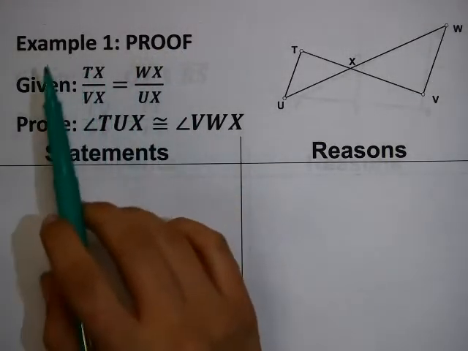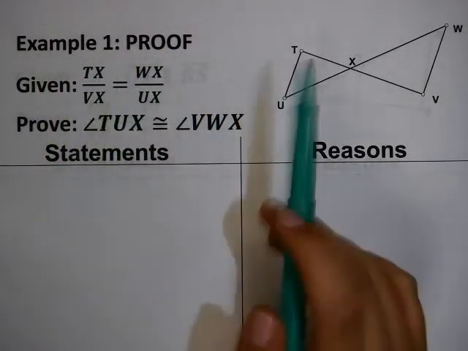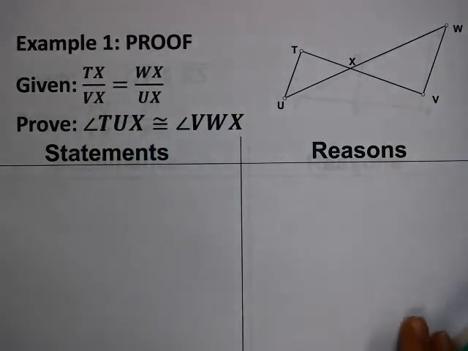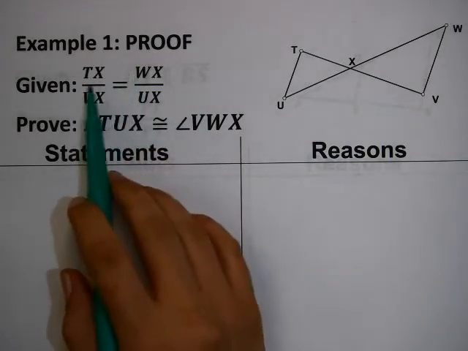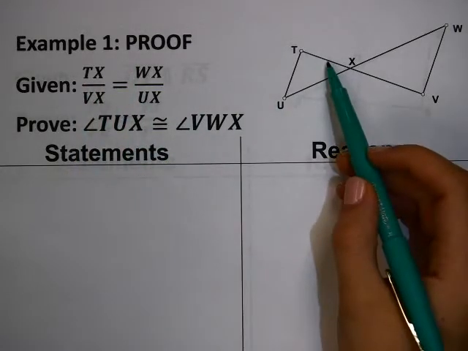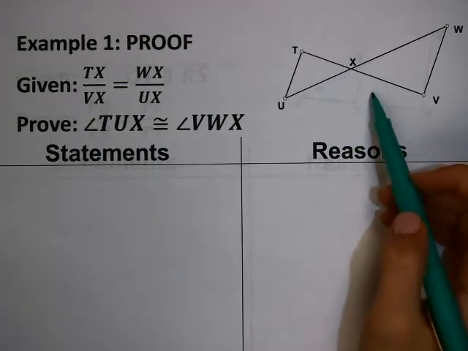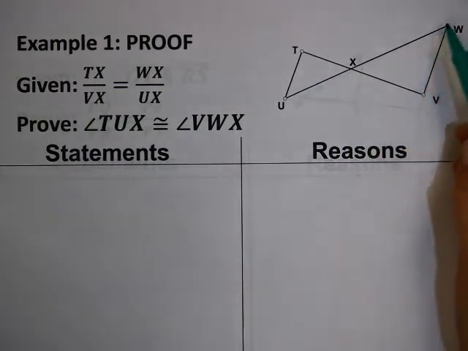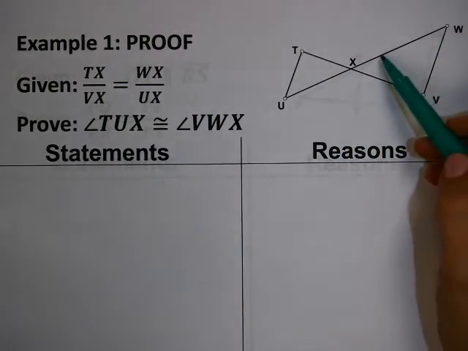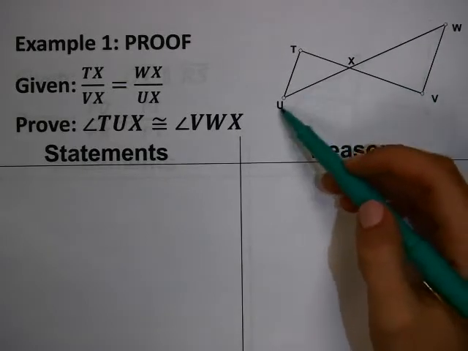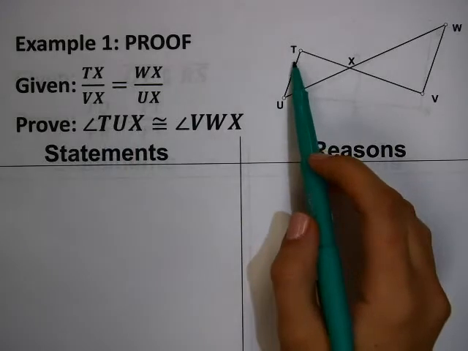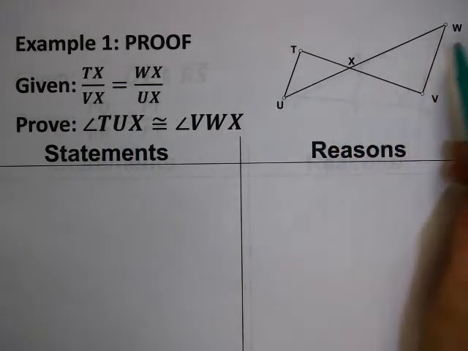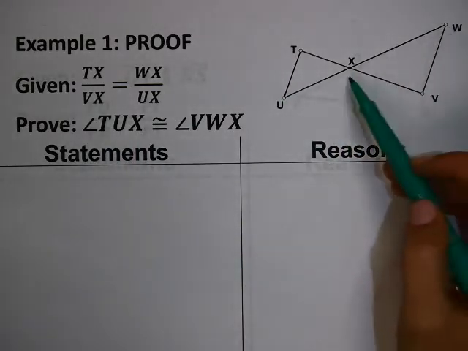Okay, this video will be over proof practice. I'm going to go over some proof examples for our chapter 7. First, we're given TX over VX is equal to the ratio of WX over UX. We need to prove that angle TUX is congruent to angle VWX.